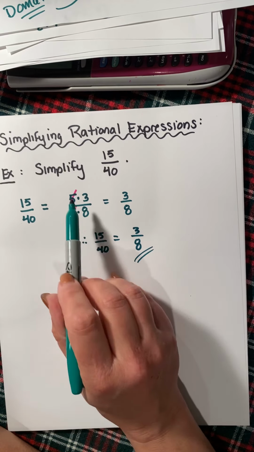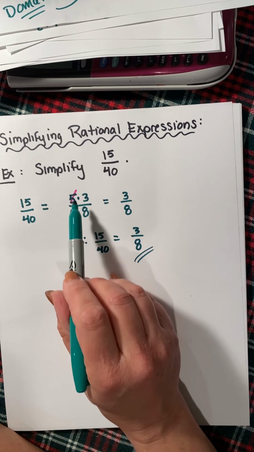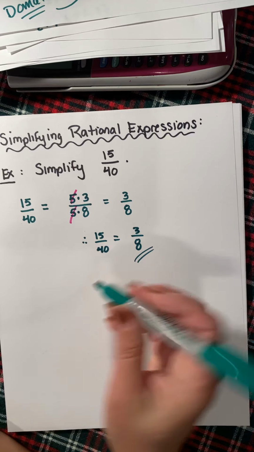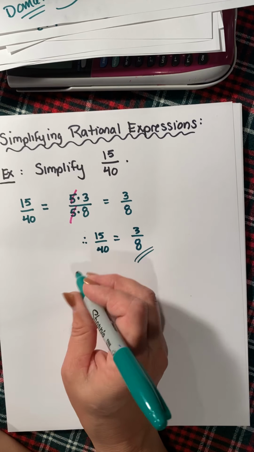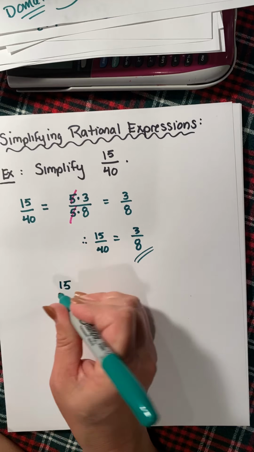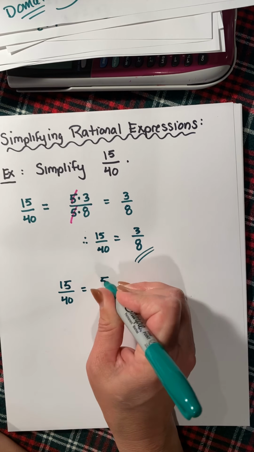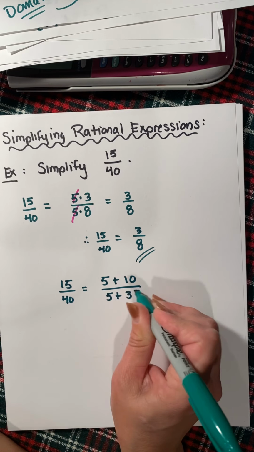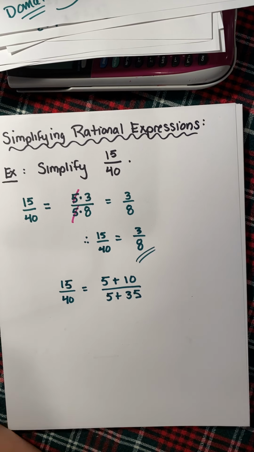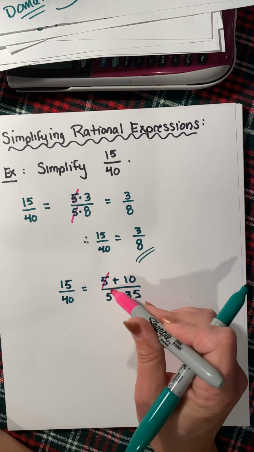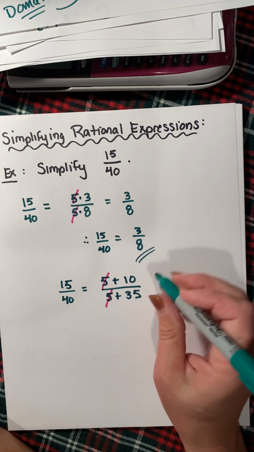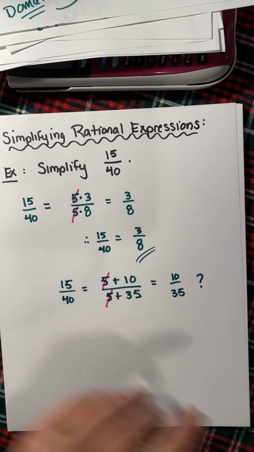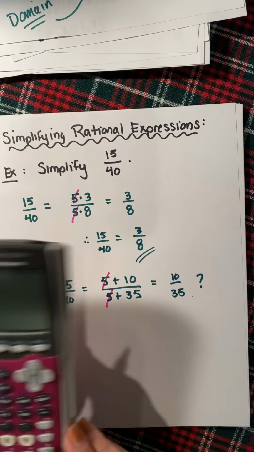Now this is really super important. We can only cross off common factors in the numerator and the denominator. So let's suppose, what do I mean by that? Let's suppose I had 15/40 equals 5 plus 10, right, over 5 plus 35, right? That's a true statement. Can I cross these off and call this 10/35? Is this true? Well, I don't know. Let's take a look. Maybe it's not obvious that it's not.